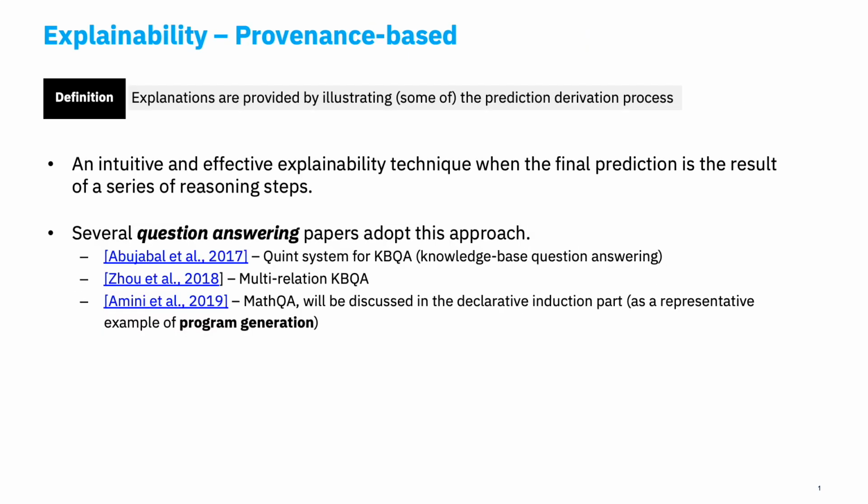We now turn our attention to provenance-based forms of explainability. In these types of techniques, explanations are provided by illustrating parts of the derivation process for the individual predictions. This is an intuitive and effective explainability technique, especially when the final prediction is the result of a series of reasoning steps. Several question-answering papers adopt this approach. We will take a look at two of them next: Abu Jabal et al., with a system called Quint, and then Zhao et al., which both address knowledge-based question answering, or KBQA. We'll also discuss the third paper by Amin et al., MathQA, in the declarative induction part, since that paper is also a representative example of program induction.